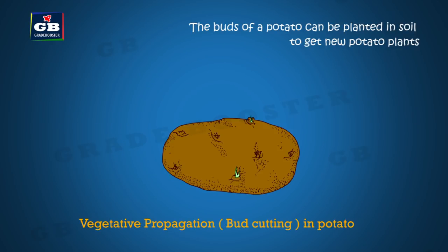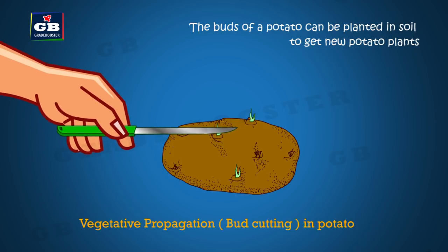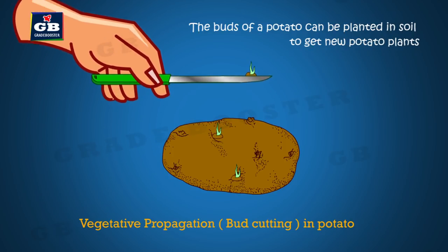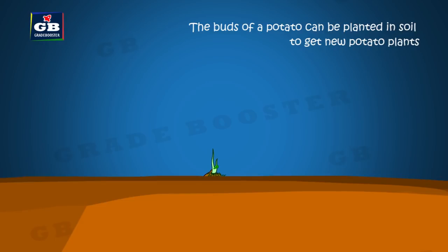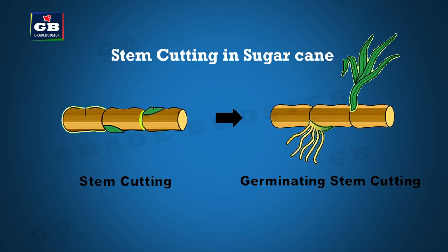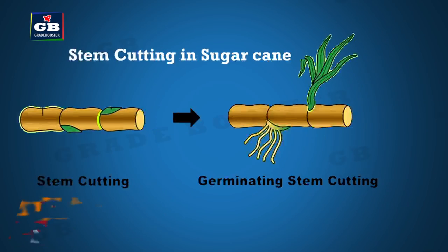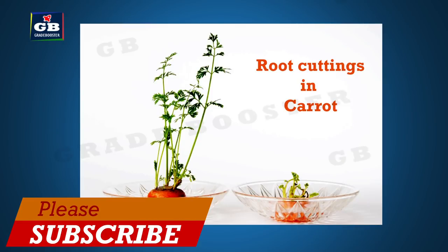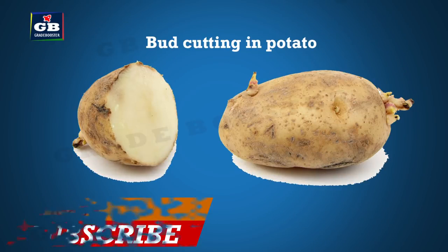Six, vegetative propagation. In many plants, their cut body parts can be planted in the soil to get new plants. This is called vegetative propagation. Stem cuttings in roses, sugarcane, root cuttings in carrot, bud cuttings in potato are examples.